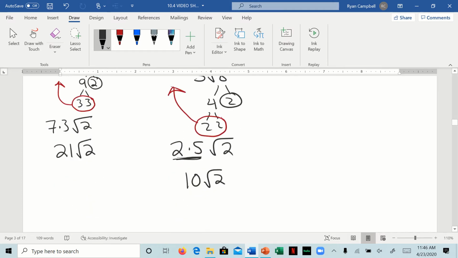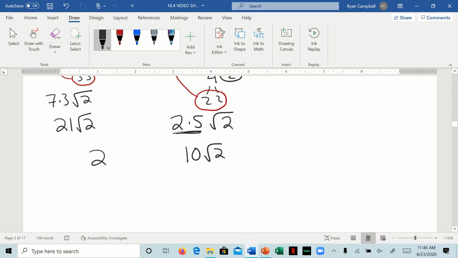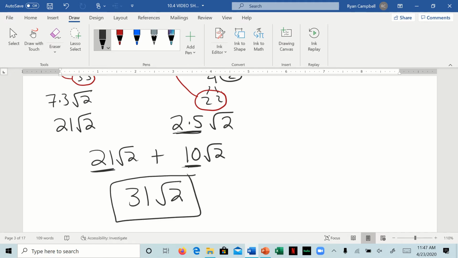5 times 2 is 10, square root of 2. So we are adding these numbers. So this simplifies to 21 square root of 2 plus 10 square root of 2. And now, square root of 2, square root of 2, those are the same. So we can just add the numbers out front. So 21 plus 10 is 31 square root of 2. And that's our final answer.